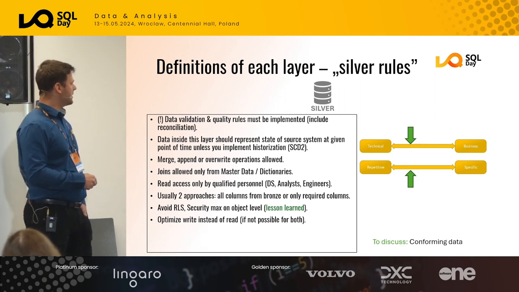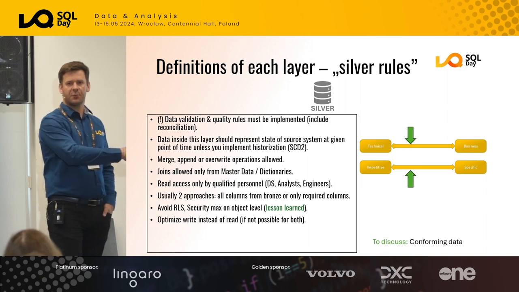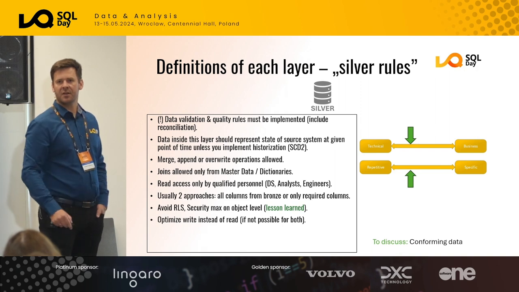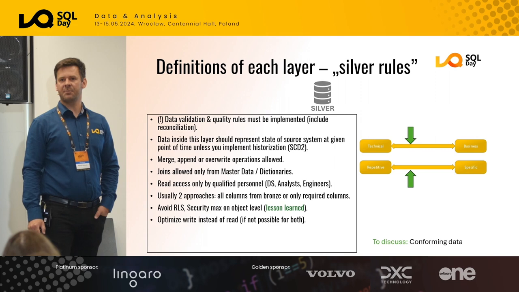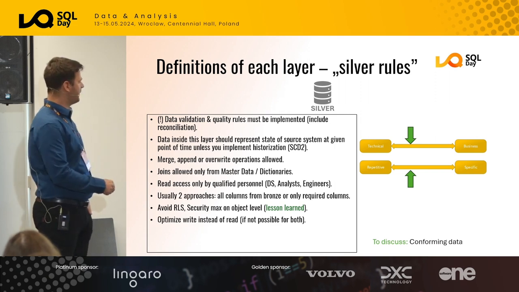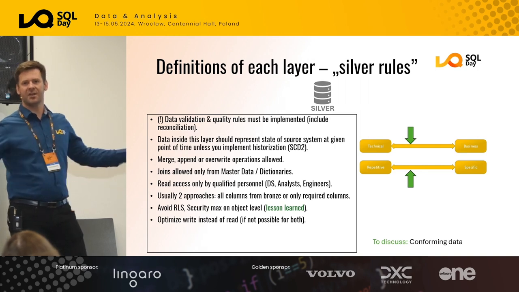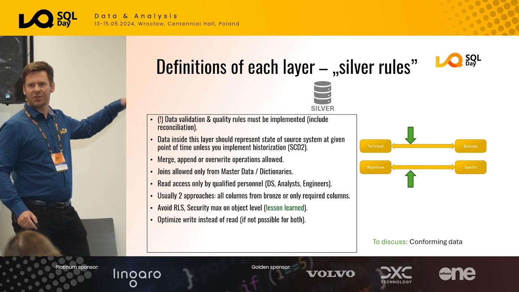So this is read access only by qualified personnel. Do not let business people in here, because what they will do, they will say, give me row level security here. How do you design row level security on a silver layer? Exactly as in the SAP system. And you spend 5 years implementing row level security on a silver layer to replicate SAP row level security. It doesn't make sense. Make security on the object level.